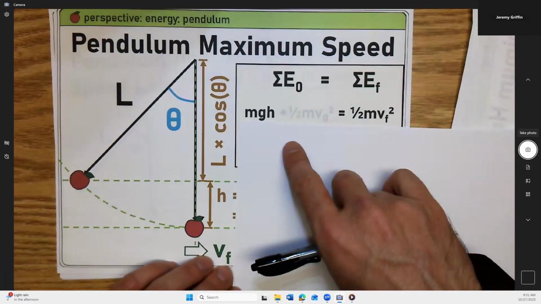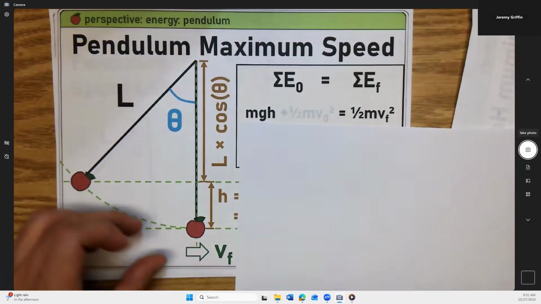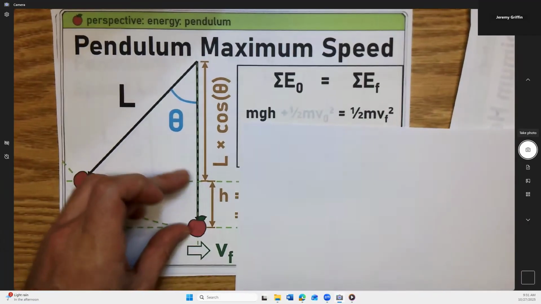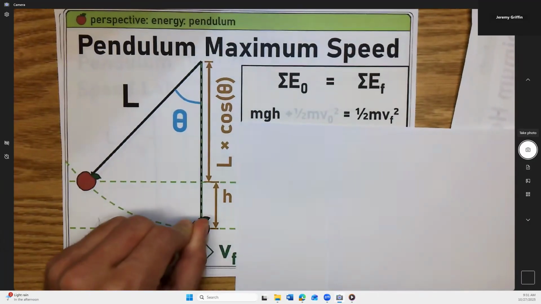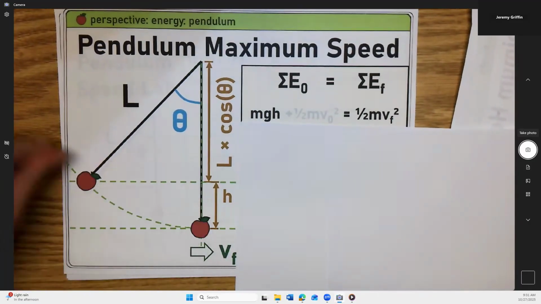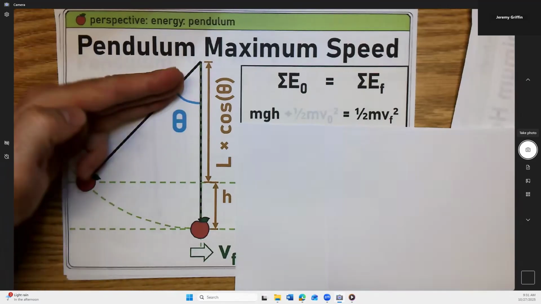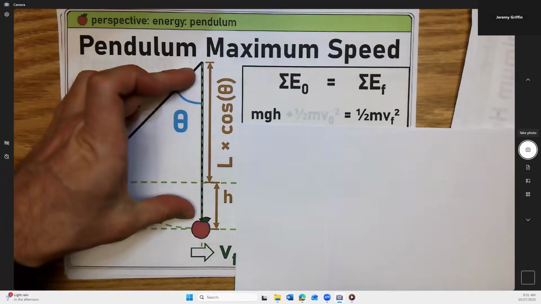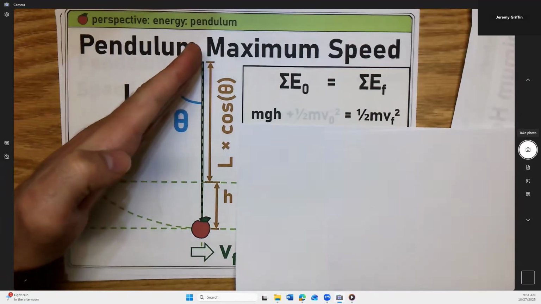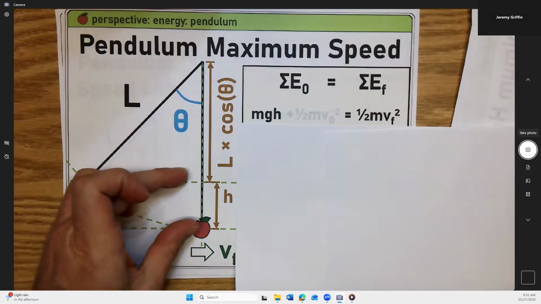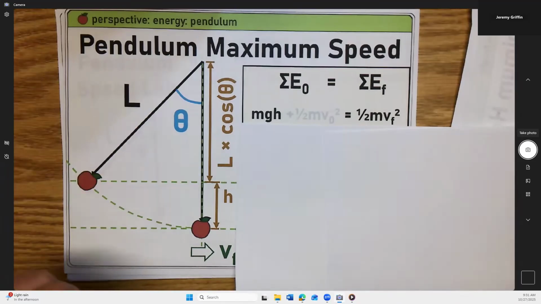Now, where the geometry kicks in is what is this height change as a function of this length and this angle? Because if I only pull this back like 2 degrees, there's almost no height change at all. If I pull this back 90 degrees, isn't this height equal to the length of the string itself? Yeah. What if I pull this back to like 38 degrees? What is this height? Can you figure this out by geometry?